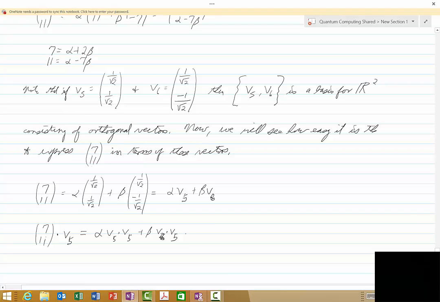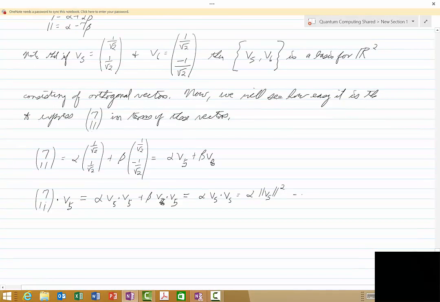So that means that when we come down here and try to express the vector (7, 11) in terms of V5 and V6, we get alpha V5 plus beta V6. But then if we take the dot product of both sides with V5, this term right here, since V6 dotted with V5 is 0, will disappear, and we just get alpha times V5 dot V5, or alpha times the length of V5 squared.